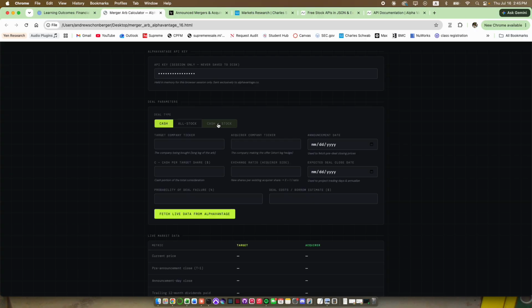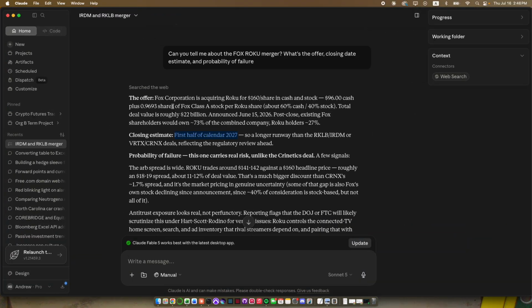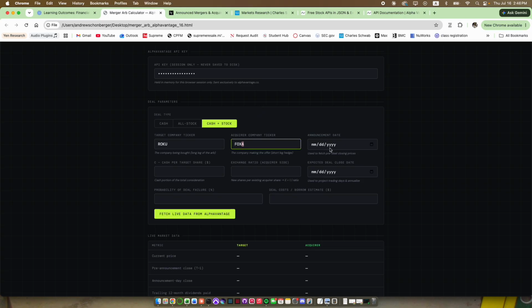But for this Fox deal, they're paying cash and stock. The target company is Roku, and Fox is acquiring them. The reason it's Class A is just based on what Claude said right here, this exchange ratio. So if you own one share of Roku, then once the deal goes through, you'll own 0.9693 of a Fox Class A share. So I'll copy this and put it into the calculator.